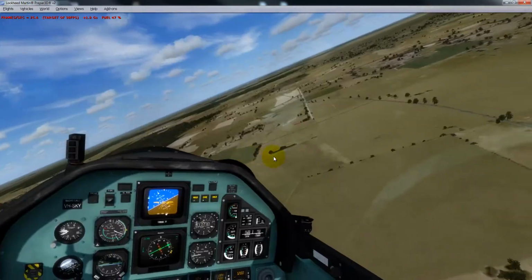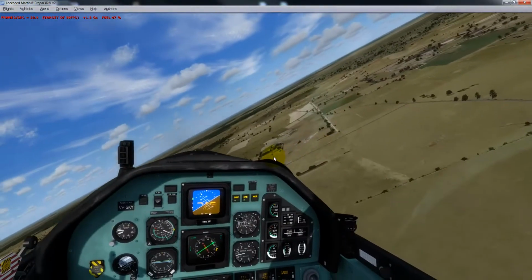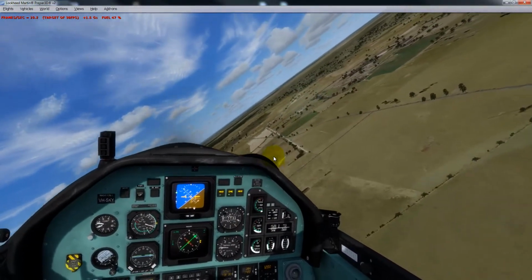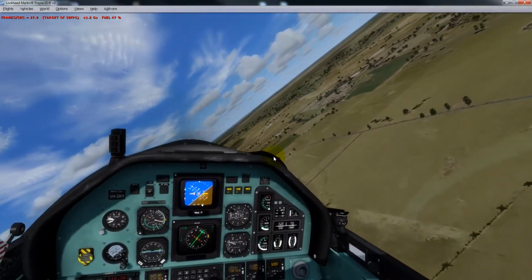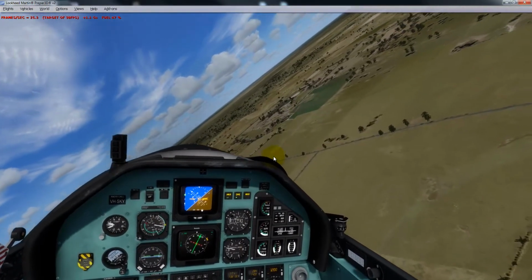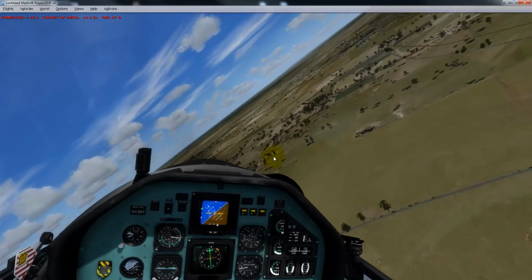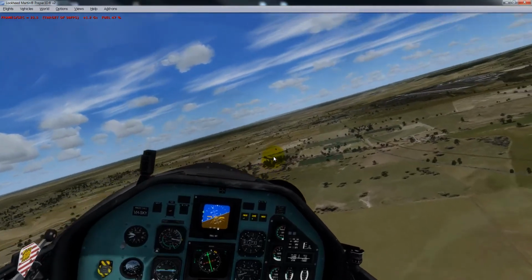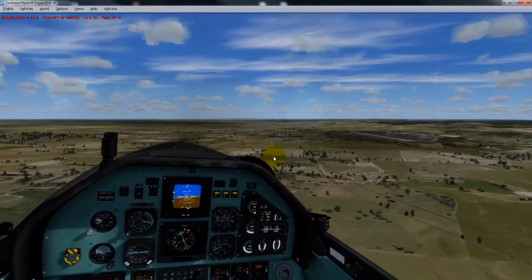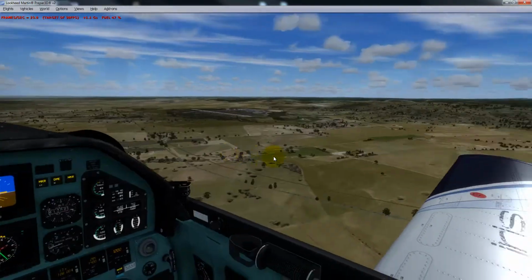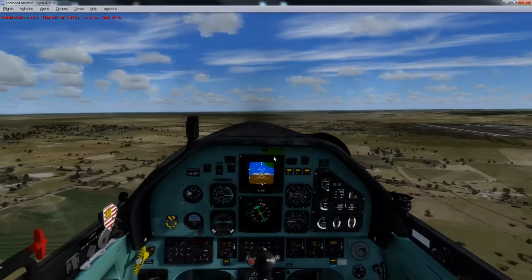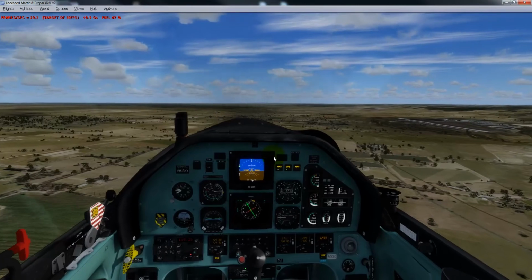I'm actually going to kick my TrackIR in here. You'll notice that I've come in a little shallow. So we're going to come around here. I'm a little way out. We can see that by looking at the picture that we've got.